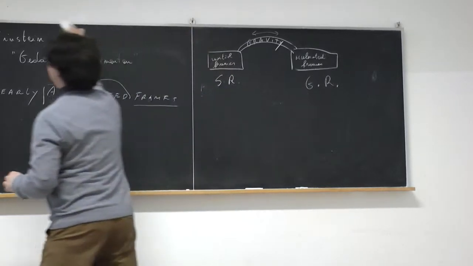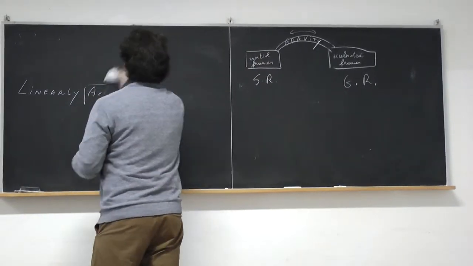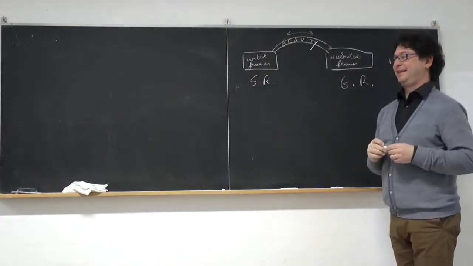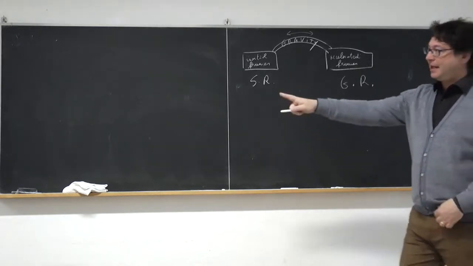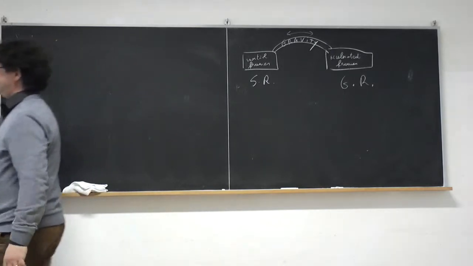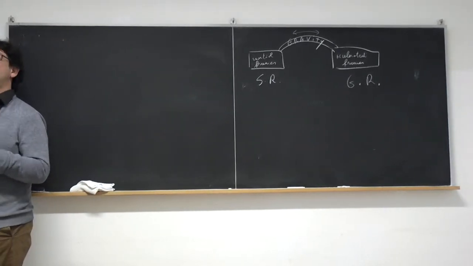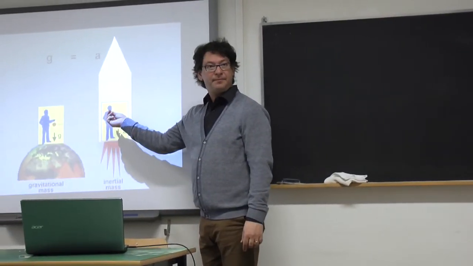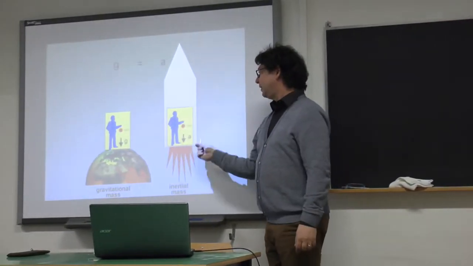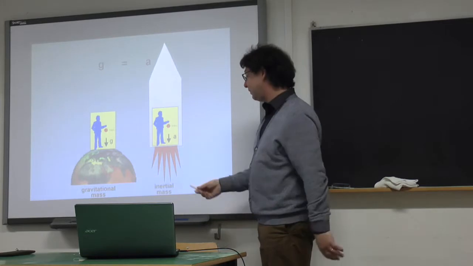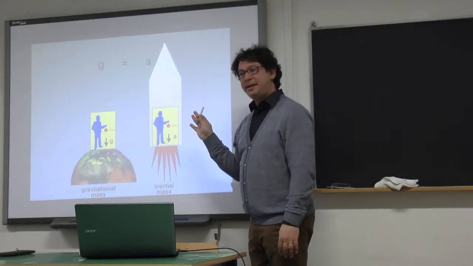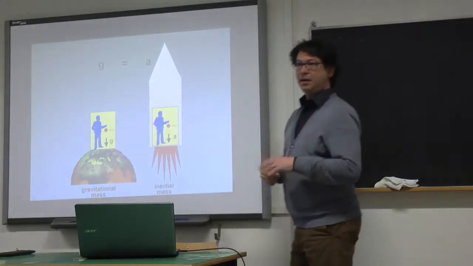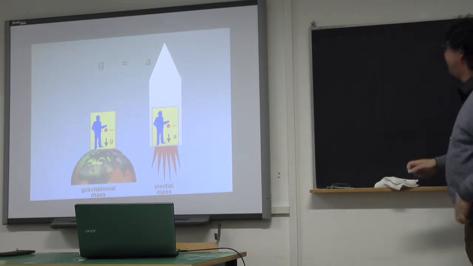Linearly accelerated frames. Right, let's start with that. So I'm telling you now that everything that happens in a linearly accelerated frame is indistinguishable. You can't make the difference from inside the system, from within this laboratory in a rocket spaceship. You cannot tell the difference between this situation and this equivalent situation. So again, let me explain it again and then we go further.